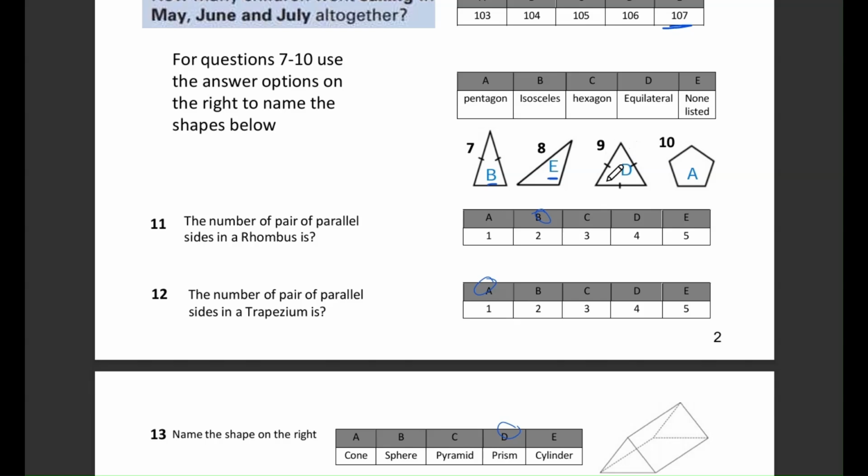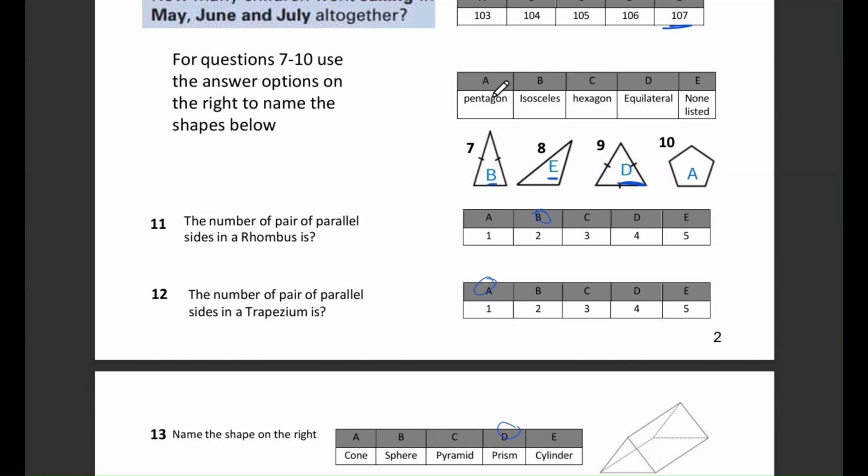The multiple choice answers are A, pentagon, B, isosceles, C, hexagon, D, equilateral, and E, none listed. A triangle with all three sides that are exactly the same length is called an equilateral triangle. So the correct answer is D, equilateral. Question 10. Next, in question 10, we are asked to identify a polygon that has 5 sides.